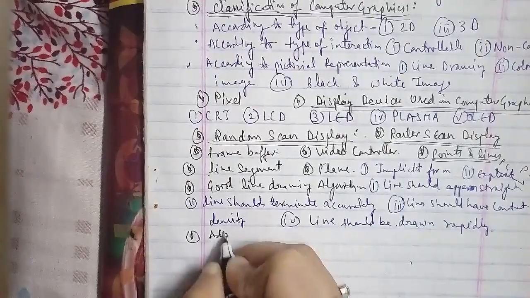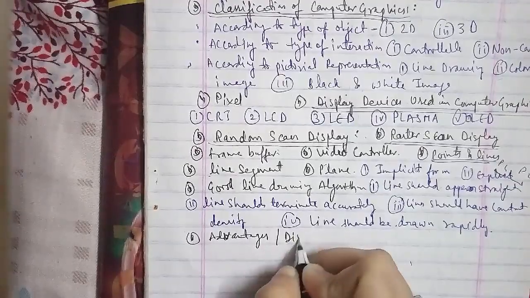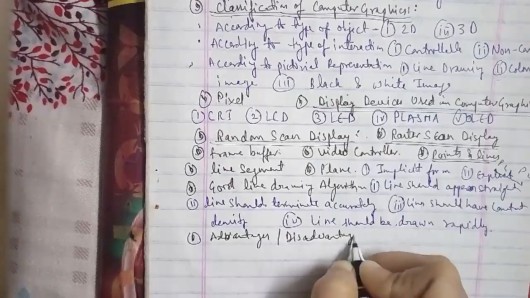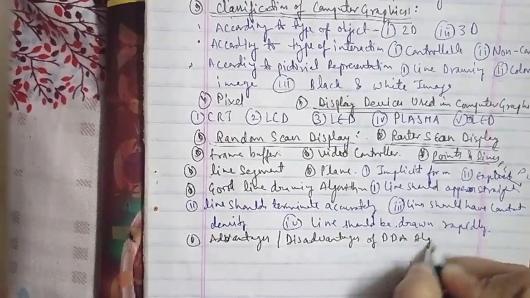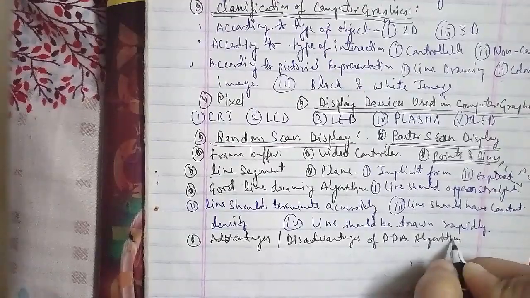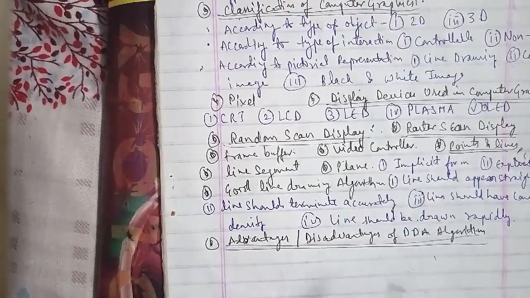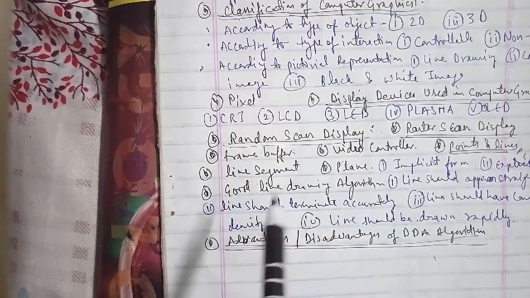Now we'll talk about other fill in the blank questions. The distance between the pixels on the screen is called dot pitch. The clarity of the displayed image depends on the resolution.